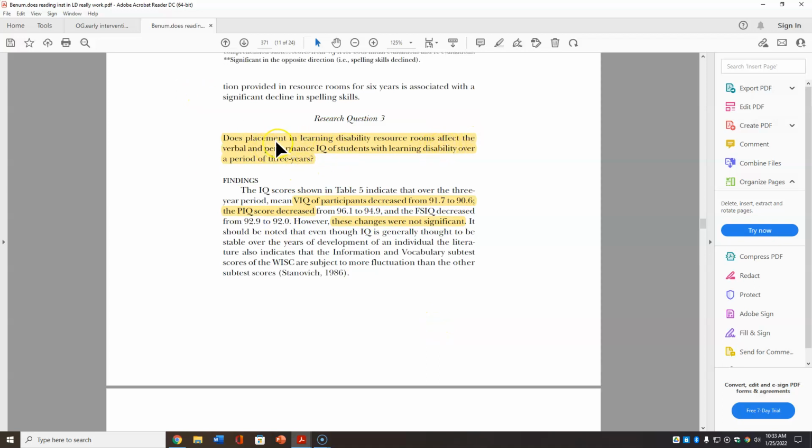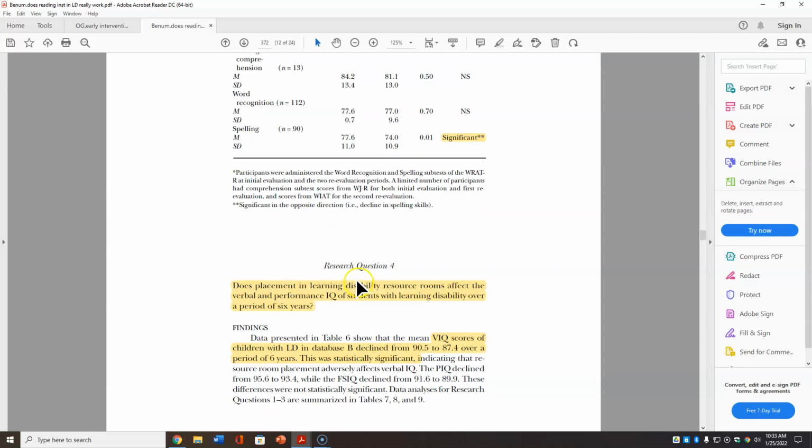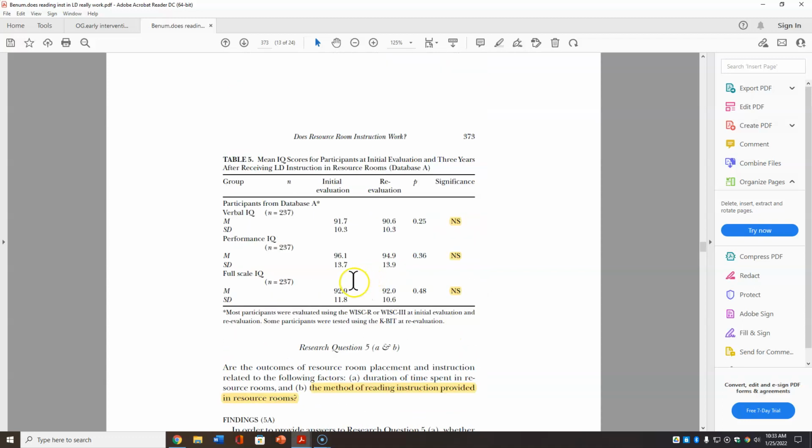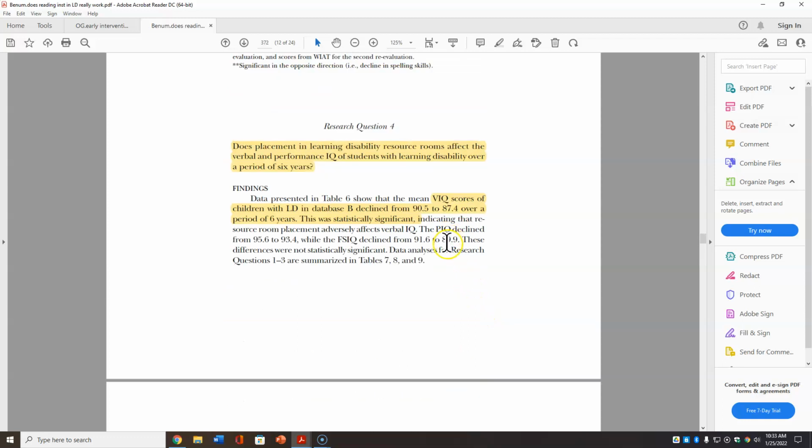All right, does it affect the verbal and performance IQ scores of students? All right, okay, decreased, not significant, go to table 5. All right, verbal and performance IQ. Initial, post, decrease, not significant, not significant, not significant. So they didn't go up, they actually went down, but they didn't go down in a statistically significant way. All right, that was research question 3.